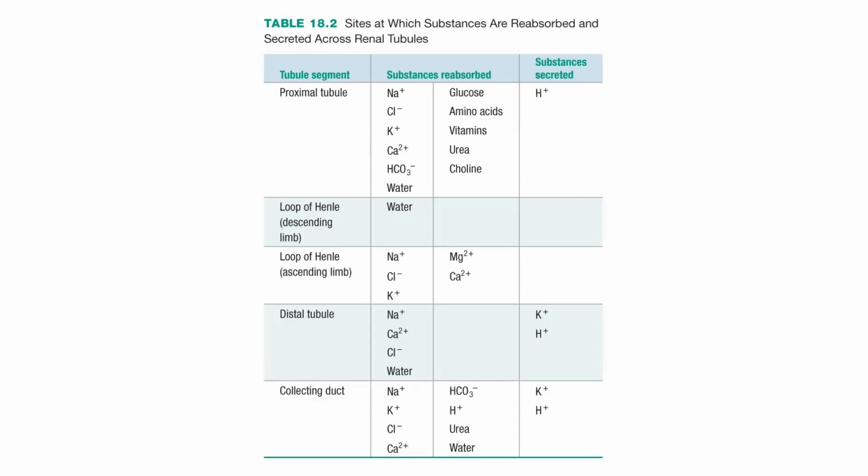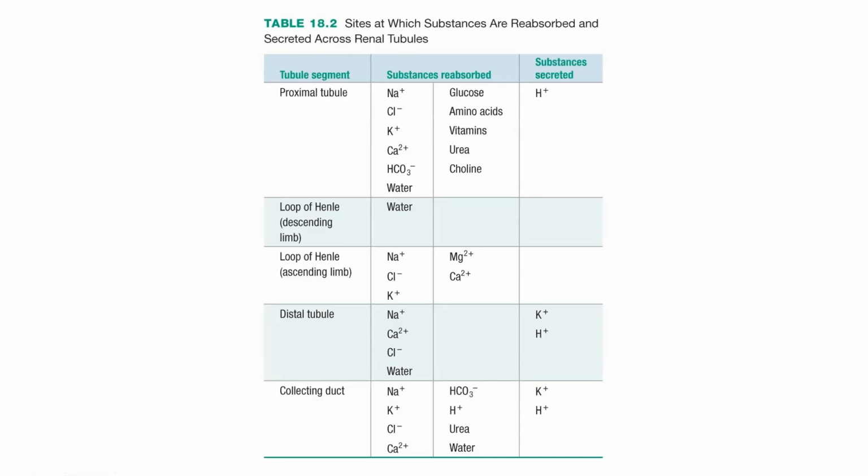But this just looks at what's reabsorbed versus secreted at each segment of the tubular structures. So for example, in the proximal tubule, we know that all of these things are reabsorbed: glucose mainly, amino acids, et cetera, ions and so on, water. And then hydrogen ions are secreted. We'll talk about how this plays a role in our acid-base balance.